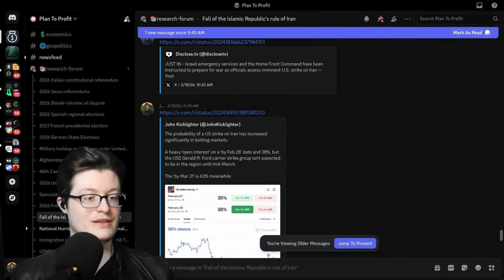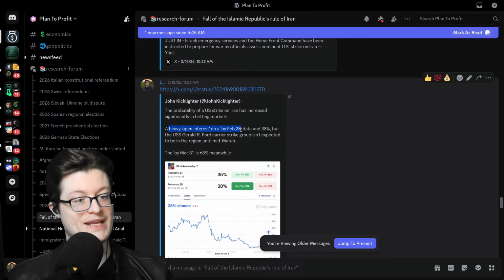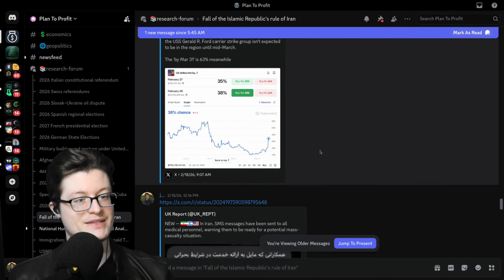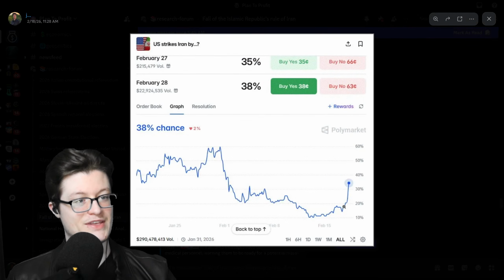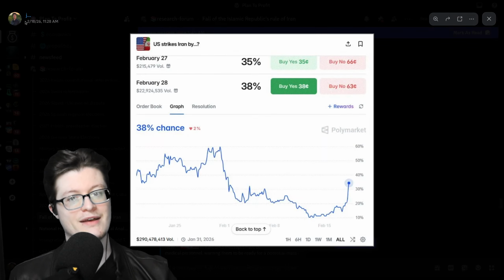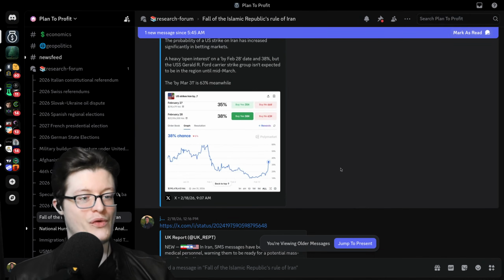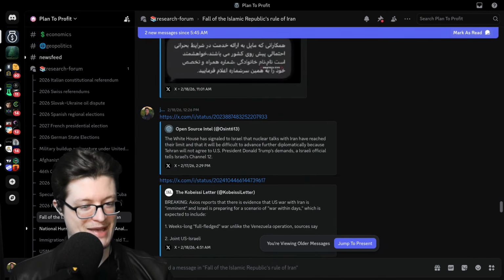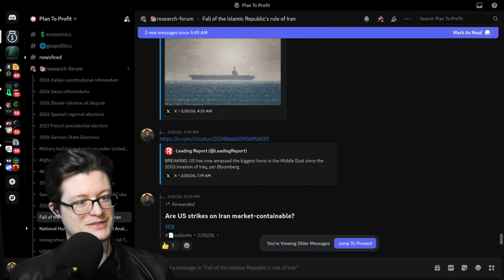On the weekend going into, so on February 27th going into, oh my God, look at this. A heavy open interest on a, quote, by February 28th date, and 38%. Yeah, this market went down to zero. You can see this is the February 28th market, and it had this huge spike on February 18th, 10 days before. And it's just one more thing to be like, hey, remember this thing happened? Maybe we should be very, very cautious about this.